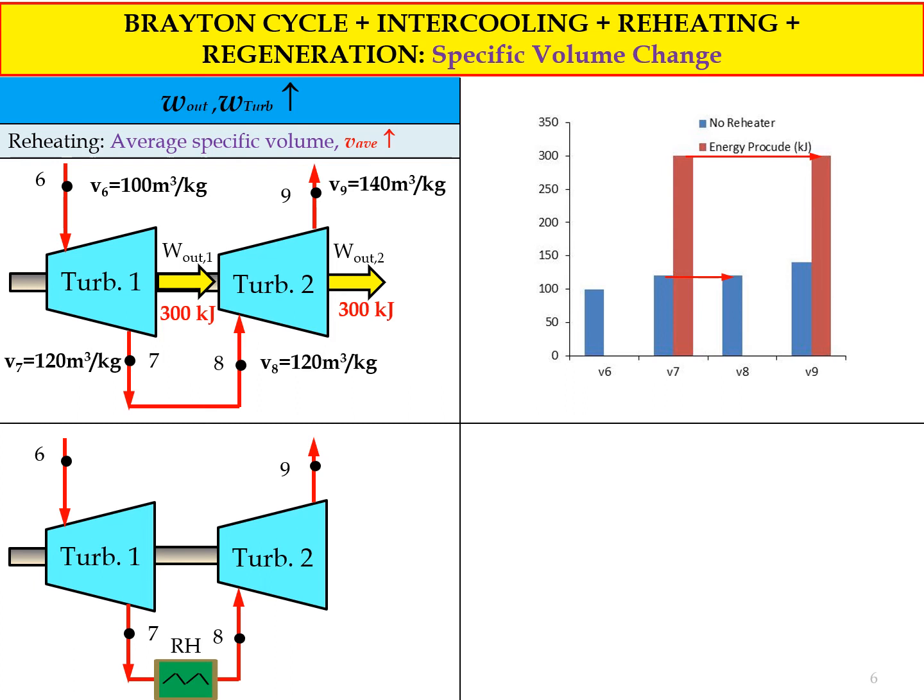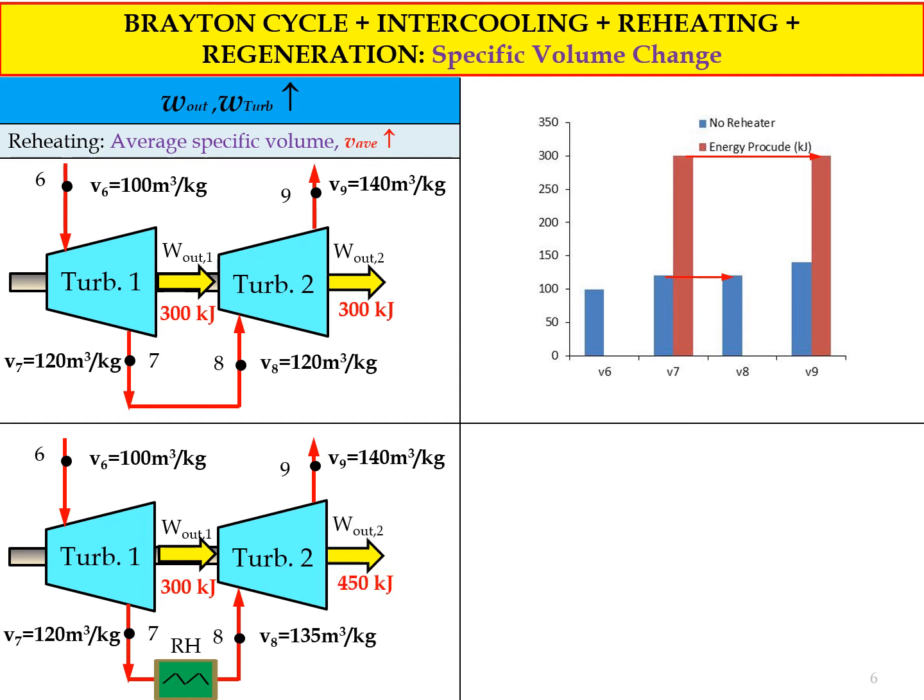However, let's say we include the reheating process. Let's say V6, which is the specific volume at state 6, is 100 meter cube per kg, and the output is 120 meter cube per kg, and the work generated by the turbine is 300 kilojoule. And then due to the reheating process from state 7 to state 8, the specific volume increased to 135 meter cube per kg, and the output at state 9 is 140 meter cube per kg, same as the process without the reheating.